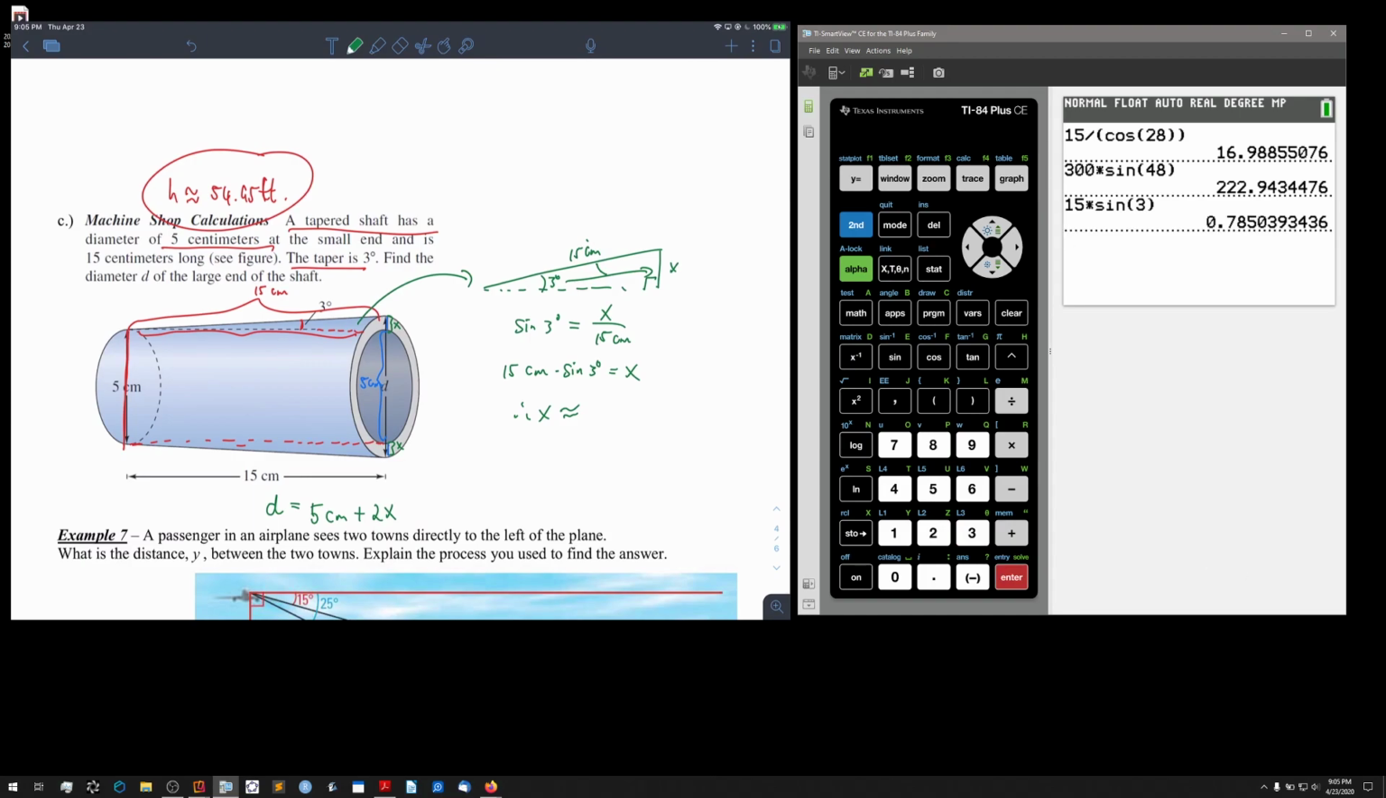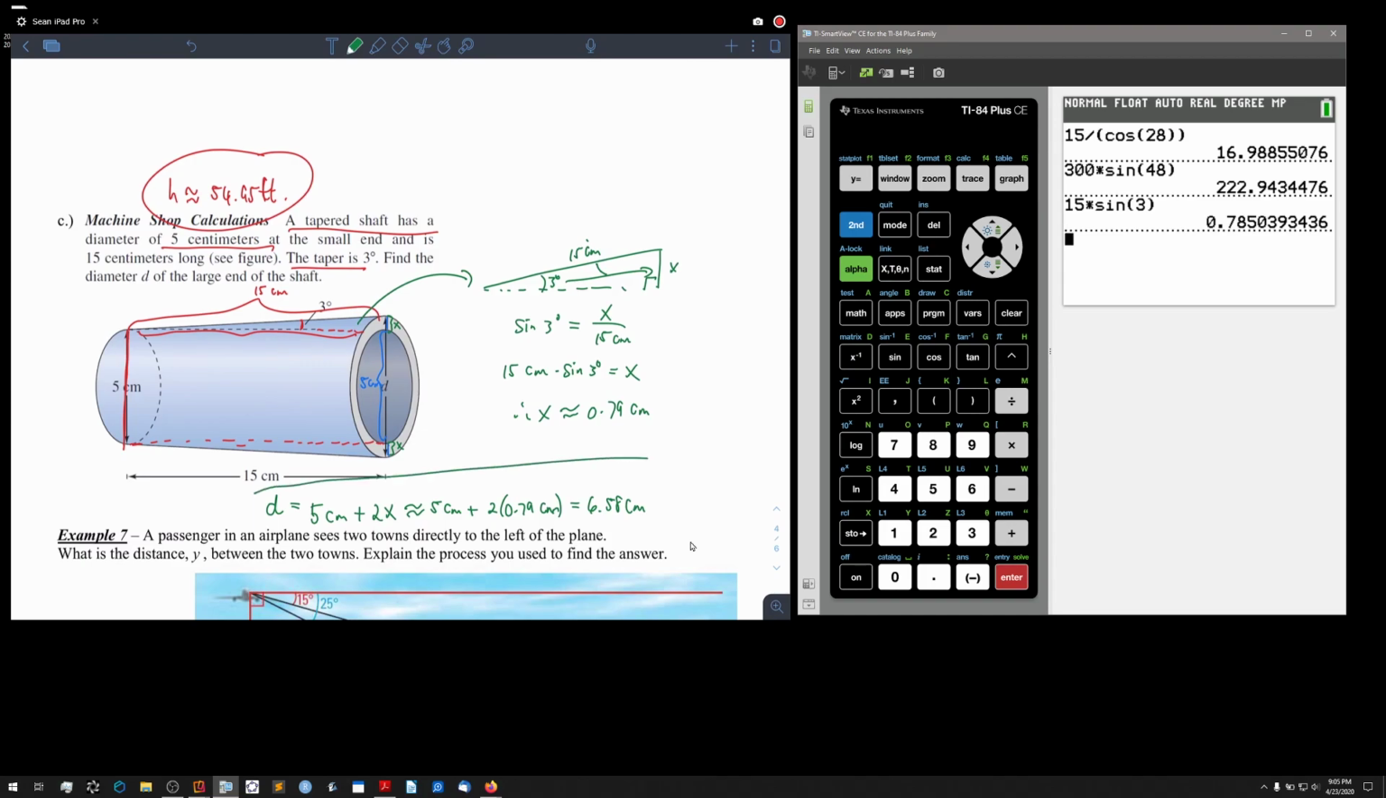If you do that, you get about 0.79 centimeters. So my D is going to be approximately 5 centimeters plus 2 times 0.79 centimeters. And that would be what? If you do the math, I think you get 6.58 centimeters, something like that. So that's my diameter at the tapered end.